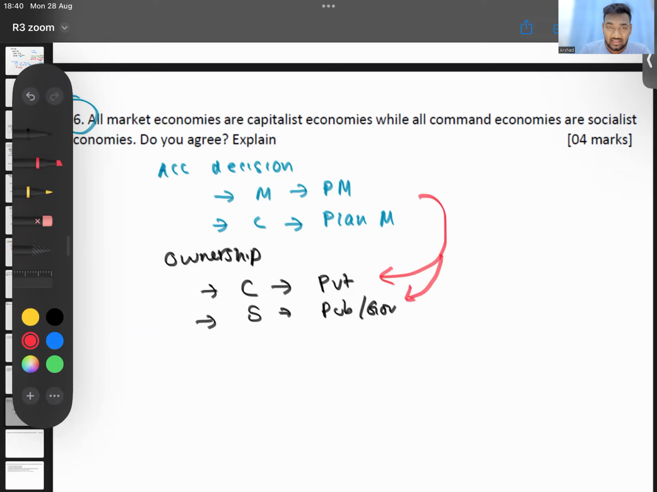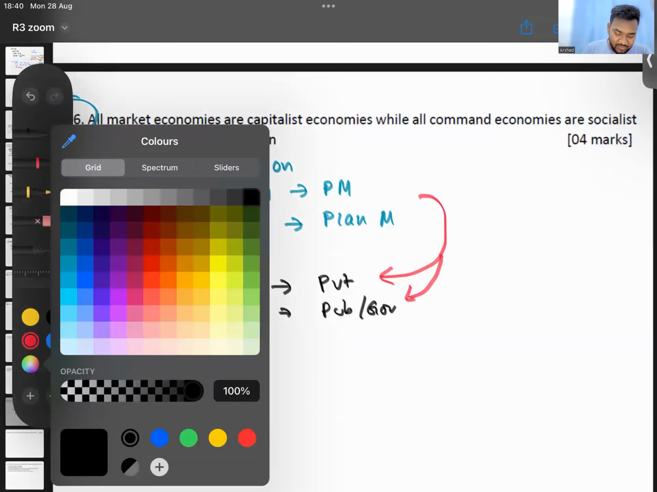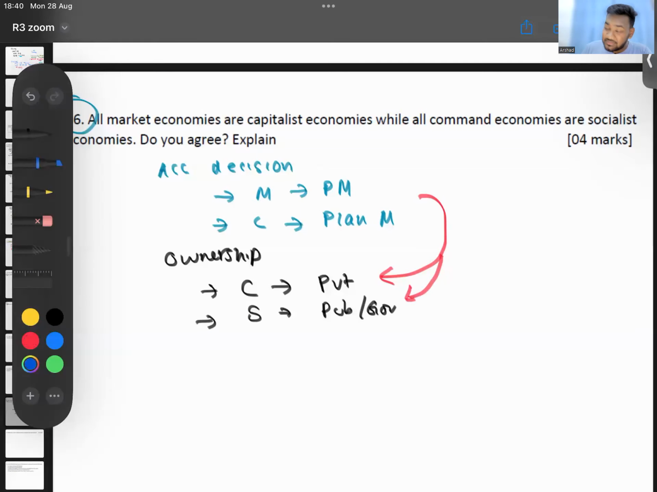So you need to highlight that. Then in another paragraph, you can say, look here, on the same side, command economies usually are socialist. Usually government will own the resources. However, there can be certain command economies that use the planning mechanism, but still resources are owned by the private sector. So you need to clearly explain that.